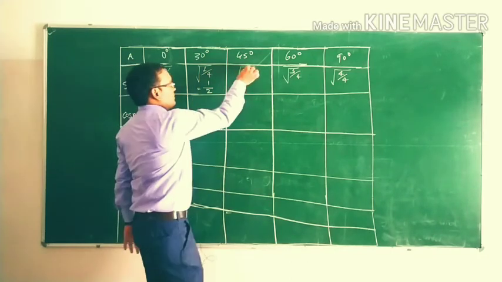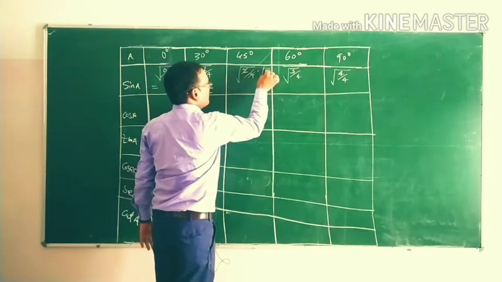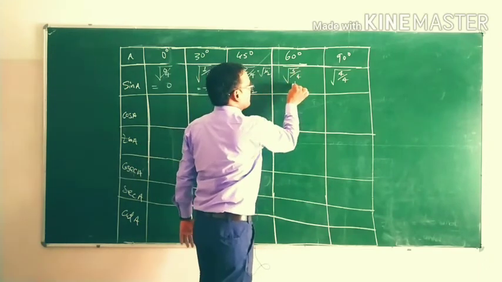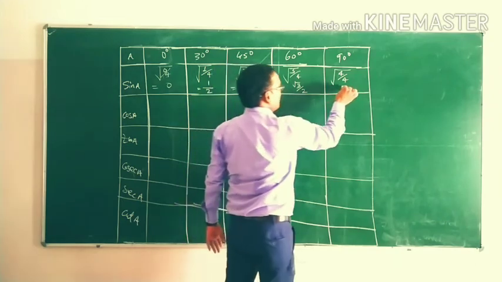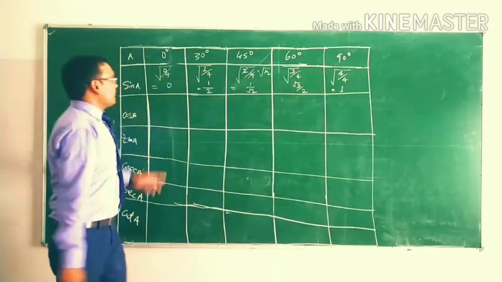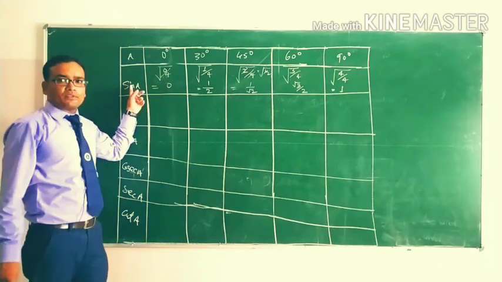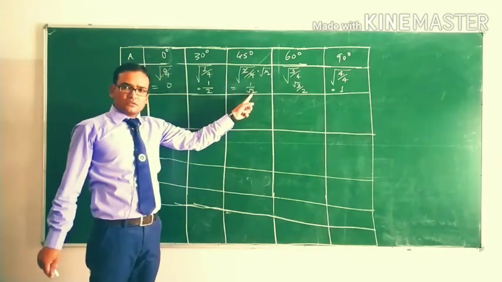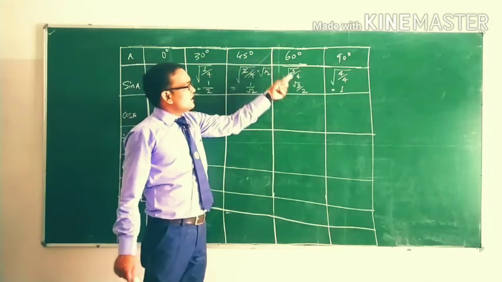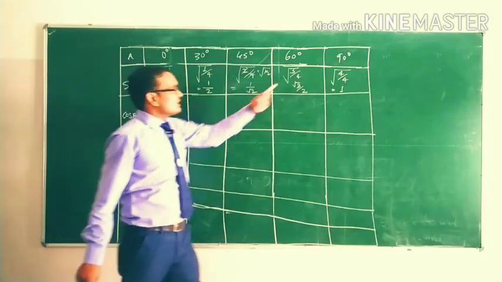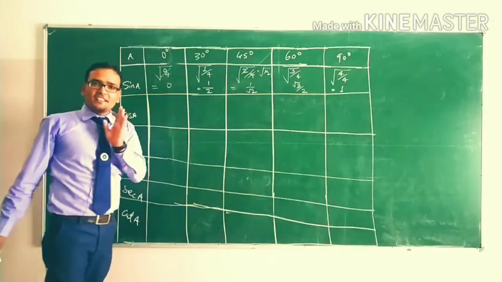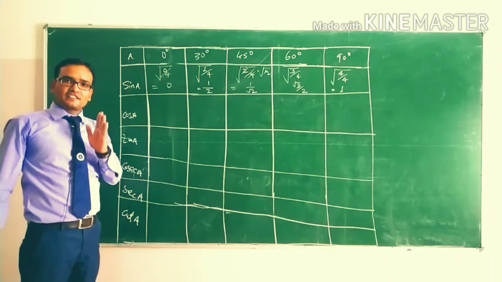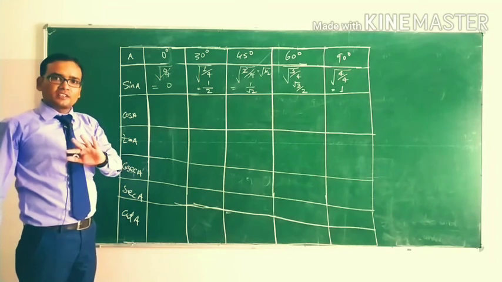Okay, this cancels: square root 1 by 2 is written as 1 upon square root 2. Here square root 3 by 2 and here 1. The value of sin 0 is 0, the value of sin 30 is 1 by 2, the value of sin 45 is 1 by root 2, sin 60 is root 3 by 2 and sin 90 is 1. This is very easy to remember for sin 0, sin 30, sin 45, sin 60, sin 90.